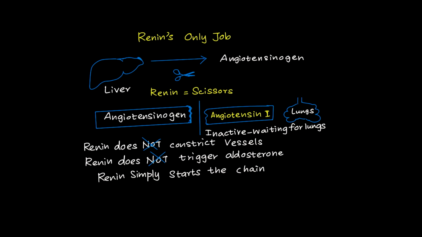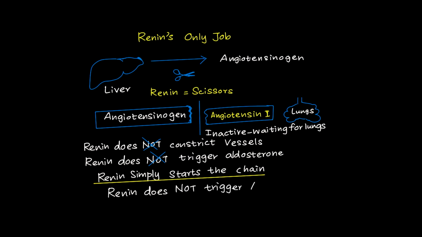Aldosterone release waits for angiotensin II to stimulate the adrenal cortex. Option D falls flat, because ADH release from the pituitary is also an angiotensin II effect, not a renin effect. Renin simply starts the chain reaction.